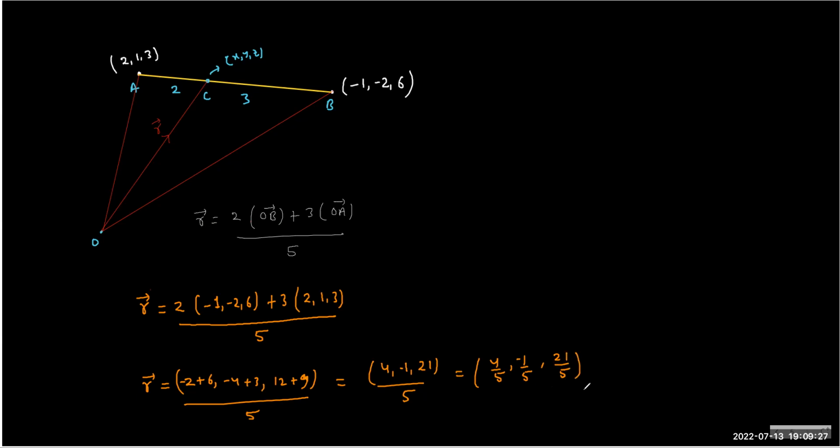Or if you want to write in vector notation, you are ready. 4 by 5 i cap, -1 by 5 j cap, plus 21 by 5 k cap. So this is how we can solve the question of finding the coordinate at once. You can do the manipulation of all three components at the same time. That's totally up to you. So that's one application of triangle law.